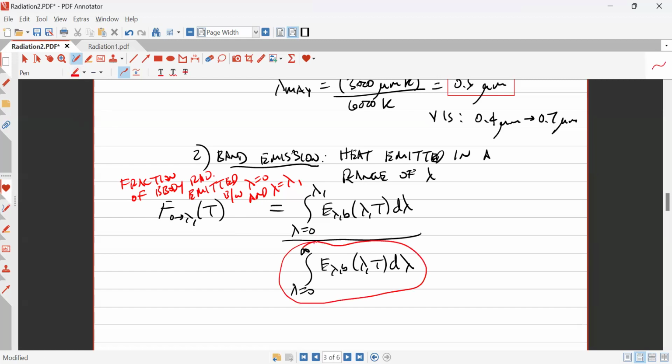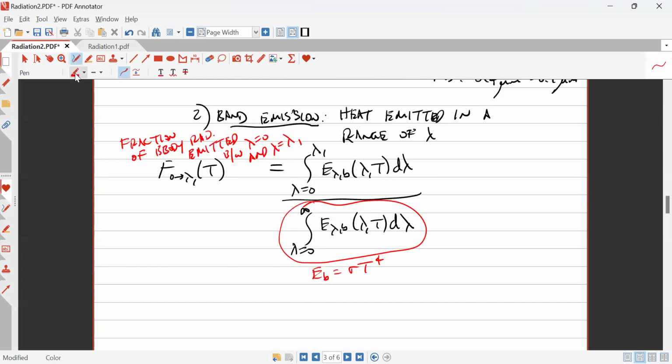And it turns out you probably know what this is. This is E sub b, right? Our hemispherical total emissive power, which is sigma T to the fourth, where sigma is the Stefan-Boltzmann constant. Easy thing to remember because it's 5, 6, 7, 8. So 5.67 times 10 to the minus 8. And the units in SI are watts per meter squared Kelvin to the fourth.